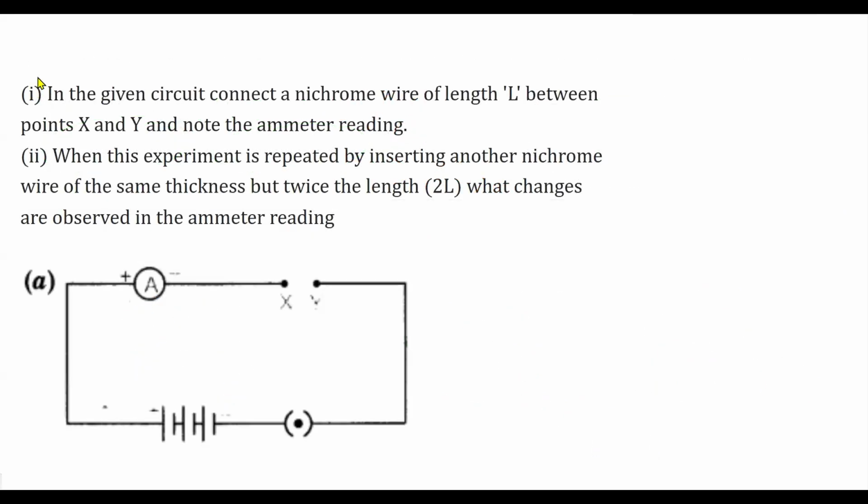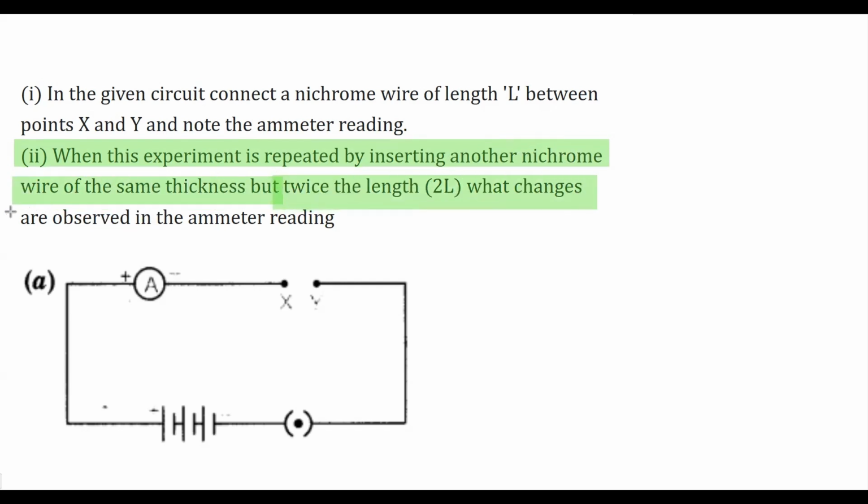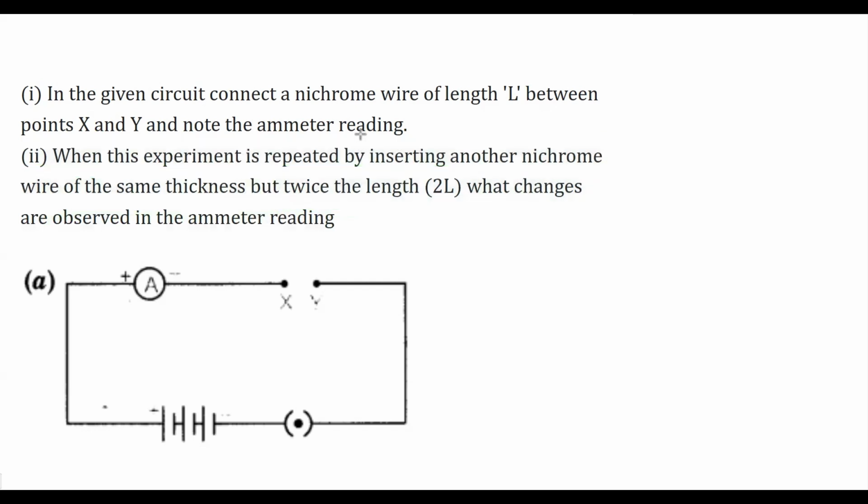The next question says, in the given circuit, connect a nichrome wire of length L between the points X and Y and note the ammeter reading. Like I will be connecting a wire over here, right? A wire over here, and note the ammeter reading. When this experiment is repeated by inserting another wire of the same thickness but twice its length, what is observed in the ammeter reading? So once again, the question is related to the length and the cross-section area.